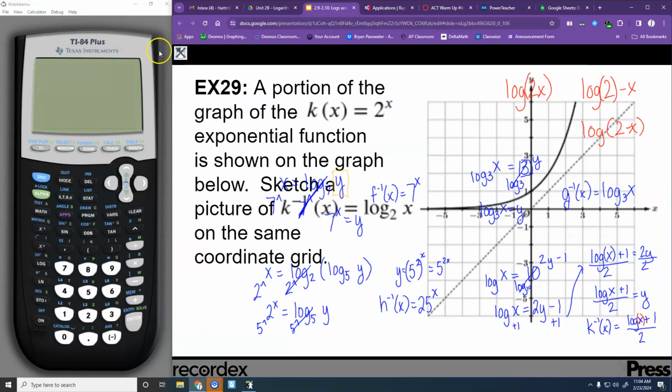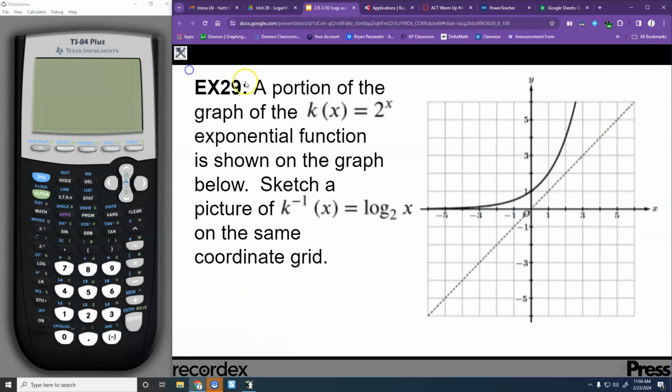So we just got a couple more little things here. All right, here. A portion of the graph of 2 to the x power is shown. I'm supposed to sketch the graph of log base 2 of x. What do I know about these two right here? 2 to the x and log base 2 of x. They're inverses of each other. What do I do if I'm trying to graph an inverse? Switch the x's and y's, right? So like this point right here.